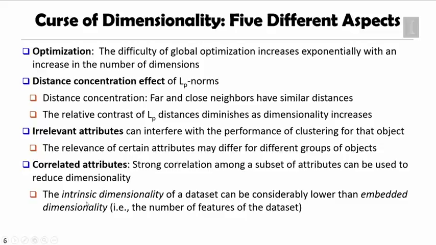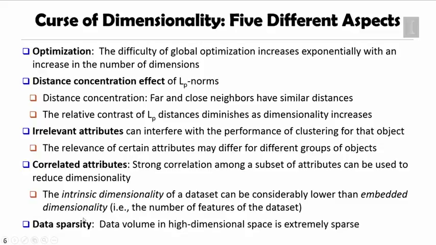That means the intrinsic dimensionality of data sets can be considerably lower than the embedded dimension. That means the real number of features of the data sets. The intrinsic dimension could be like the GPA or the quality or the performance of the student. But on the other hand, the embedded dimension could include all the details on every course and their performance. So that's the reason you want to do dimensionality reduction.